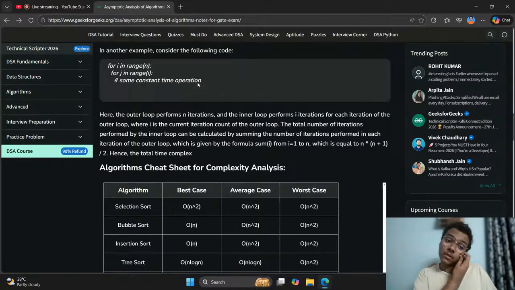Here, the outer loop performs n iterations and the inner loop performs i iterations for each iteration of the outer loop, where i is the current iteration count of the outer loop. The total number of iterations performed by the inner loop can be calculated by summing the number of iterations performed in each iteration of the outer loop, which is given by the formula sum of i, for i from 1 to n.